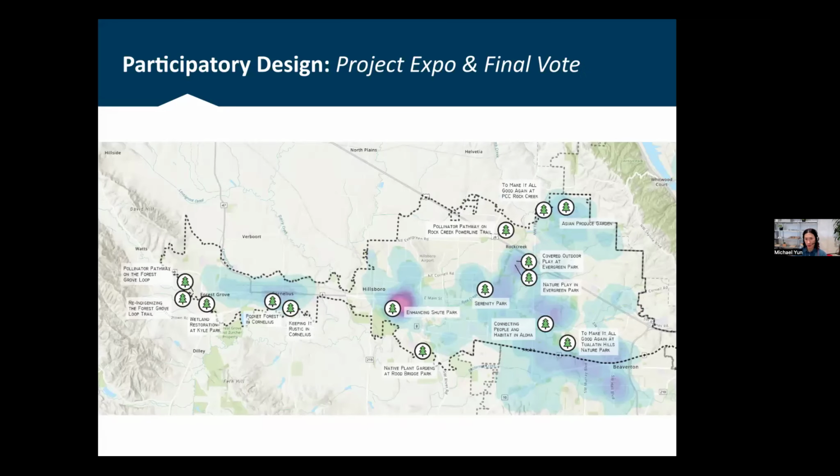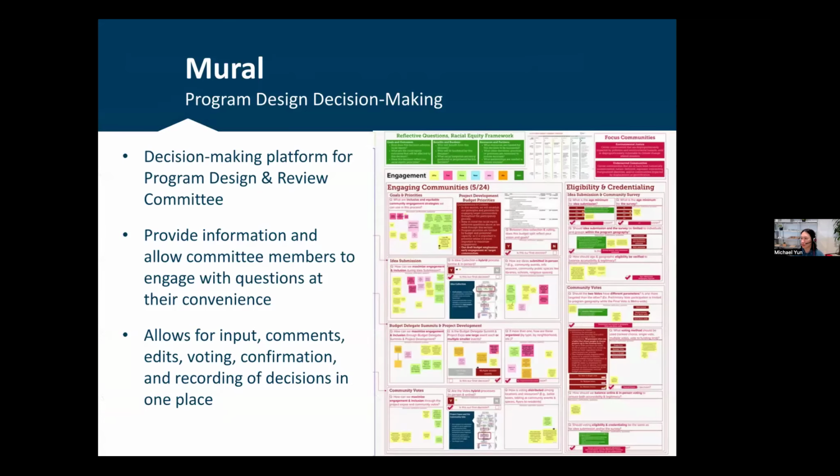In the end, we had 14 final projects distributed all across the district. We were happy to see that many of them were in those original equity focus areas that we had defined in the beginning. So all in all, we were really excited to see how this all played out. And with that, I'll pass it back to Krista.